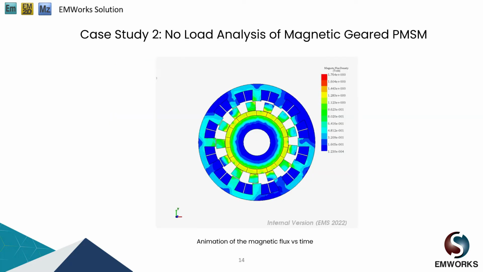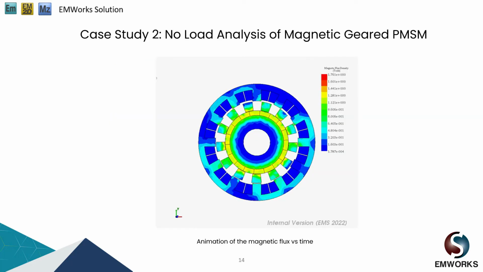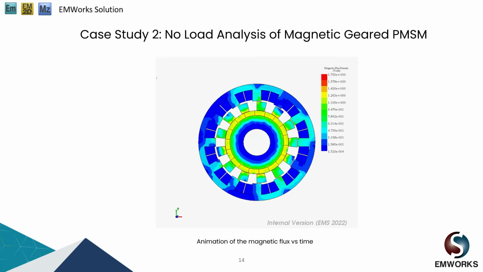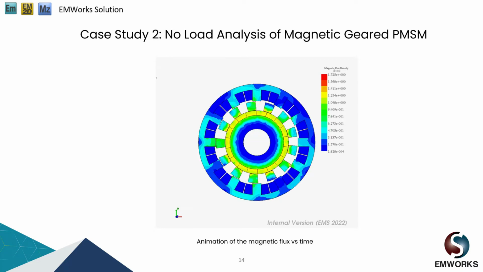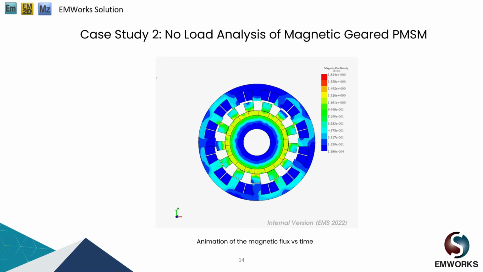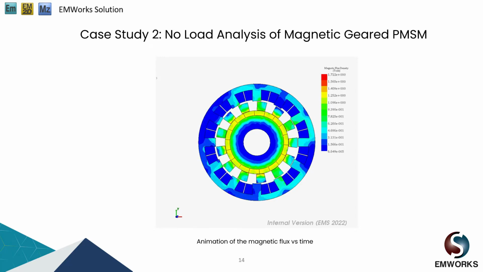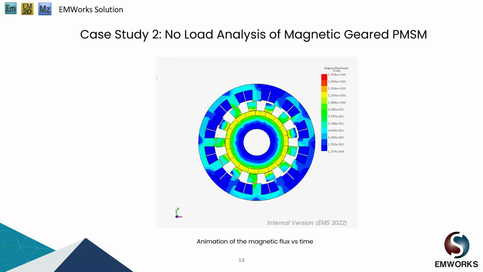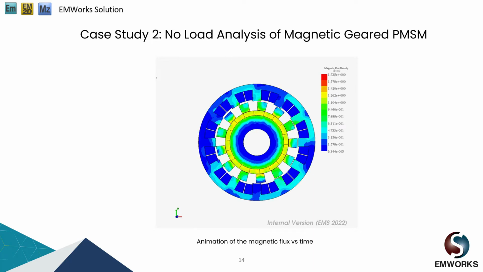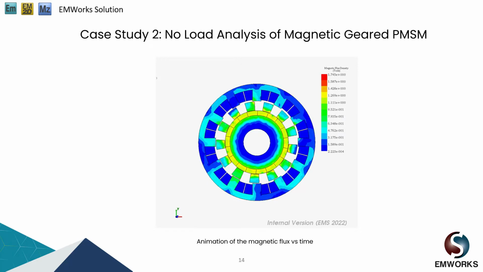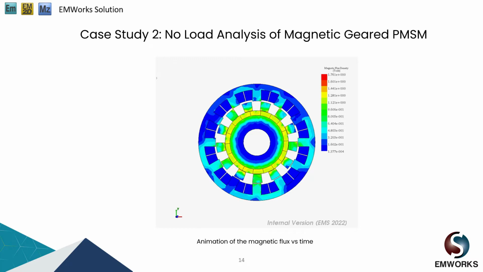Now we can see here an animation of the magnetic flux versus time. These analyses were performed using a coupling to motion, to SolidWorks Motion. You can see that the inner rotor is rotating in one direction, and the outer rotor, which is the modulator, the ferromagnetic pole pieces, is rotating in the opposite direction. So they have different speeds and different torque values. You can apply two different types of motors, two different speeds, to both rotors here.